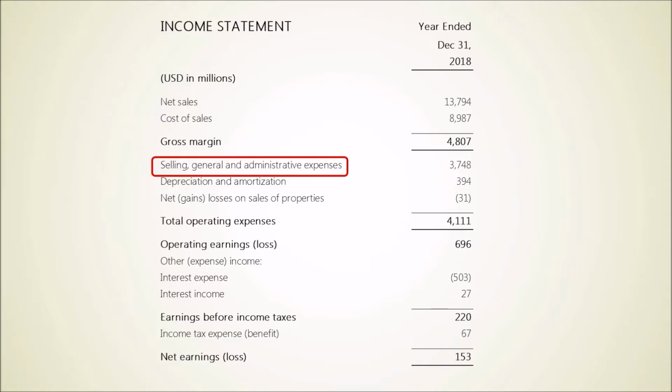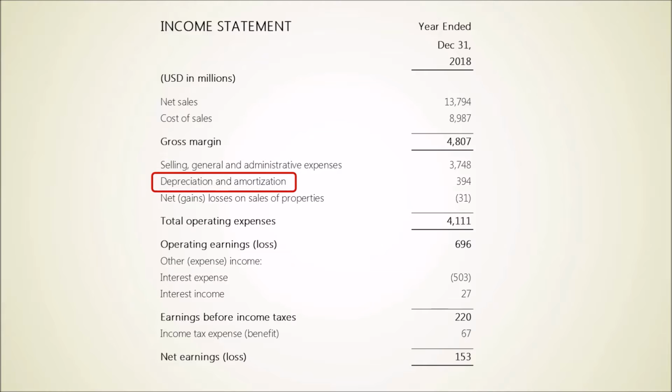So this would include the salaries and benefits of the sales staff and sales managers. This would also include advertising and marketing expenses, really all the expenses related to the sales department. General and administrative expenses are all the other expenses. This would include the back office functions like human resources, finance, IT, etc.